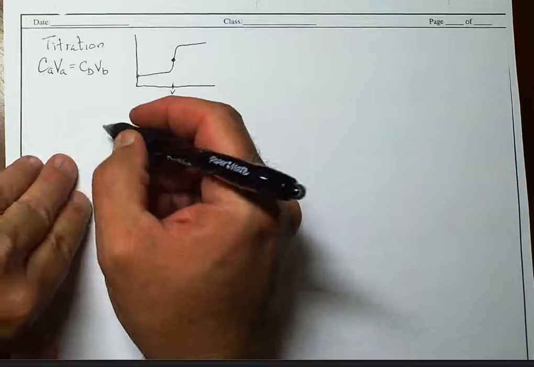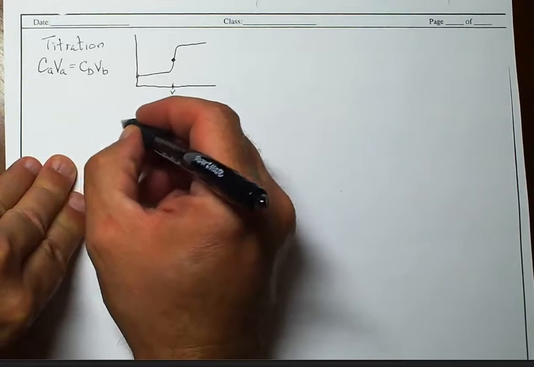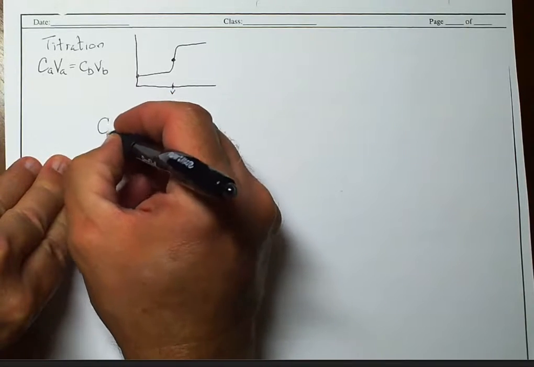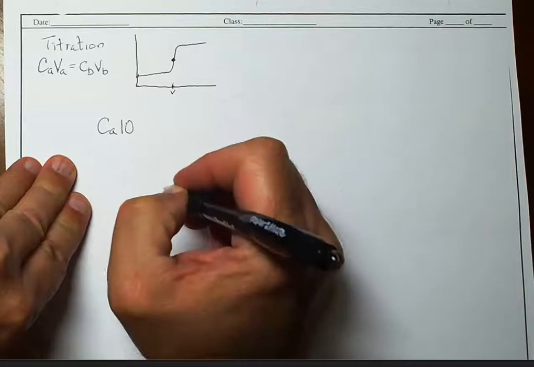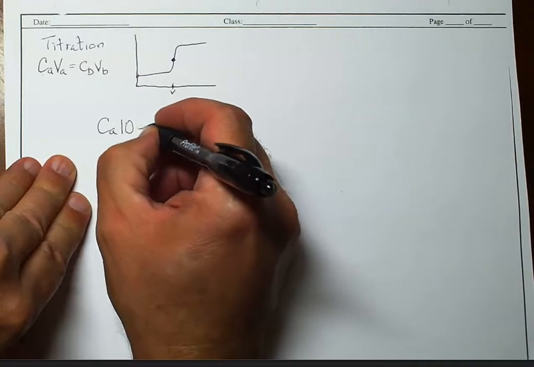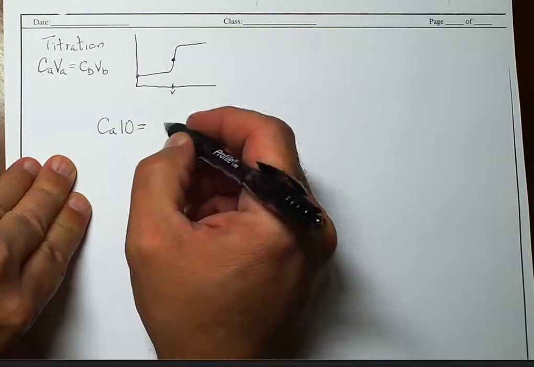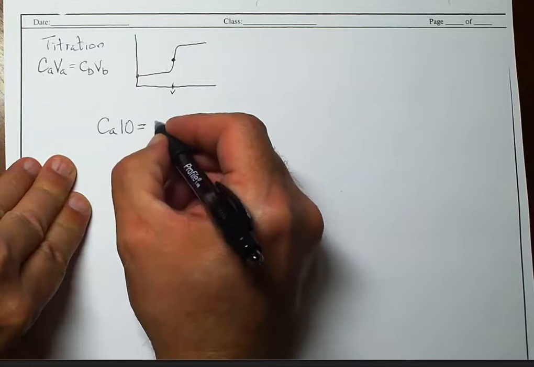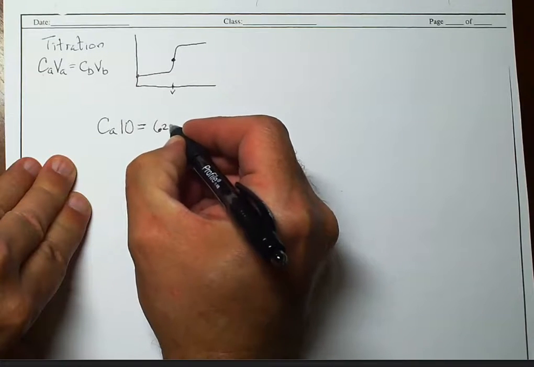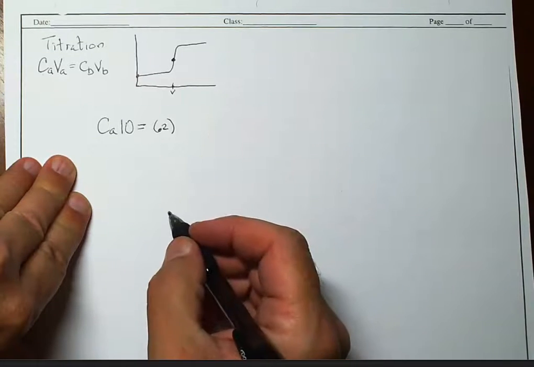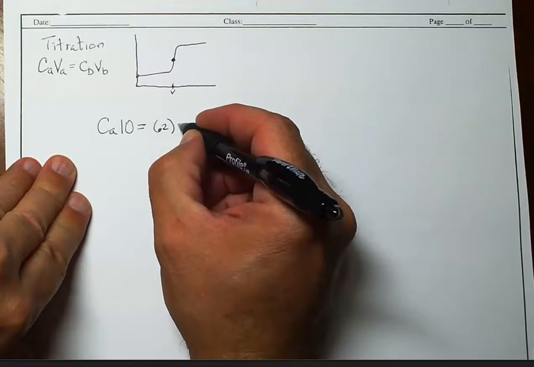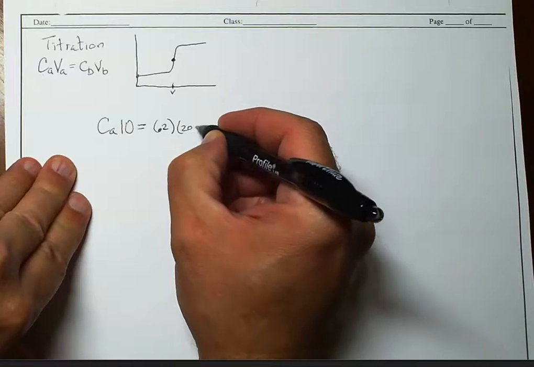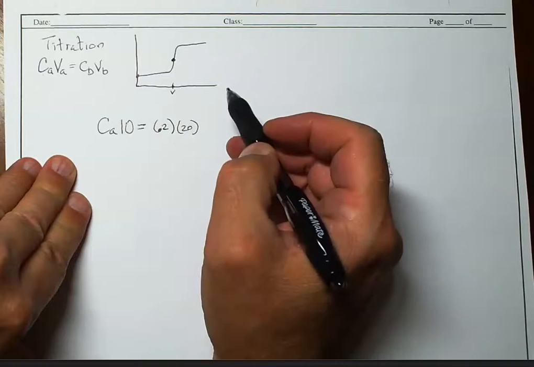So let's say that we had an acid of an unknown concentration, and we used 10 milliliters of that acid, and our base we knew to be 0.2 molar, and let's say it took 20 milliliters of that base to reach the end point.